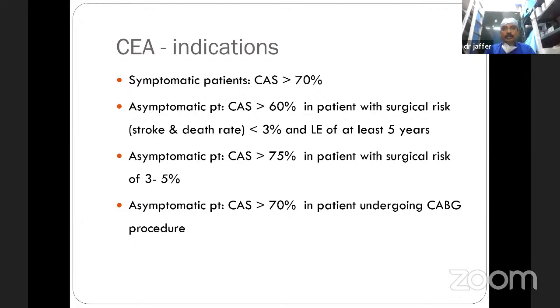Such patients can go for carotid artery stenting. And the Society for Vascular Surgery usually doesn't recommend carotid artery stenting, especially for asymptomatic patients. It's a class 3 recommendation, that is, it is totally harmful.